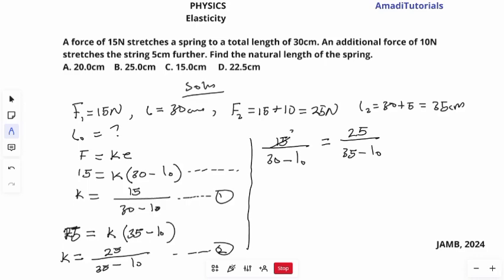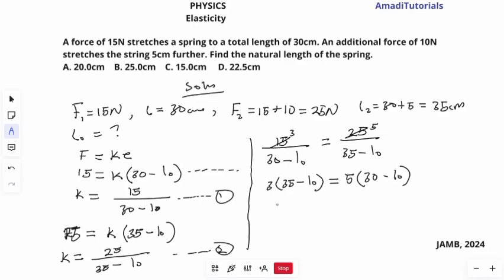5 will cancel 15 3 times, and 5 will cancel 25 5 times. So you cross multiply: 3 times the denominator of that one will be 3, open bracket, 35 minus L0, equals 5 times that, 5, open bracket, 30 minus L0.